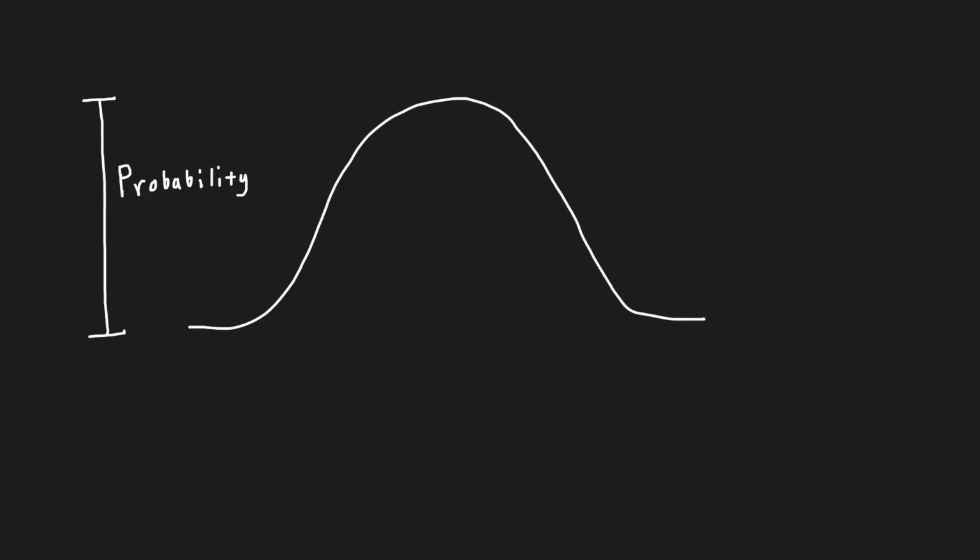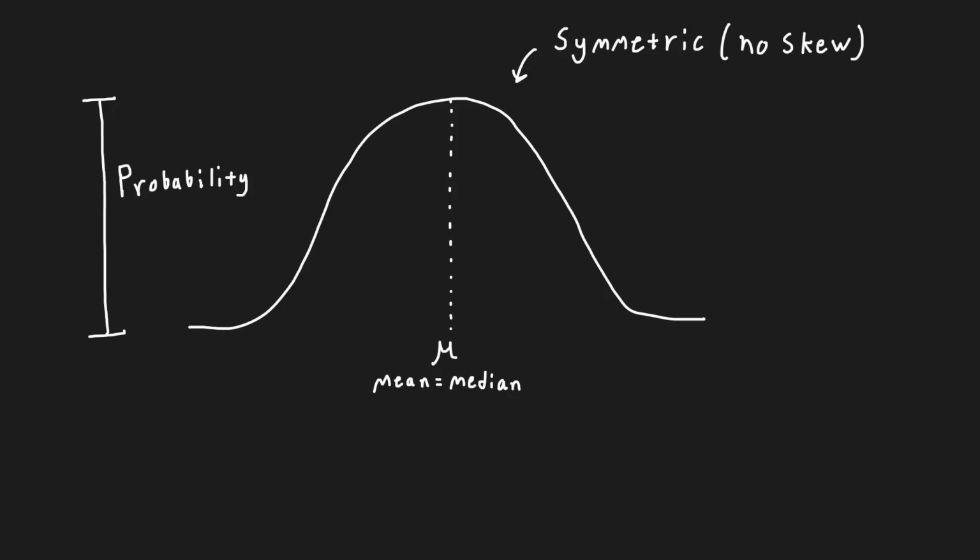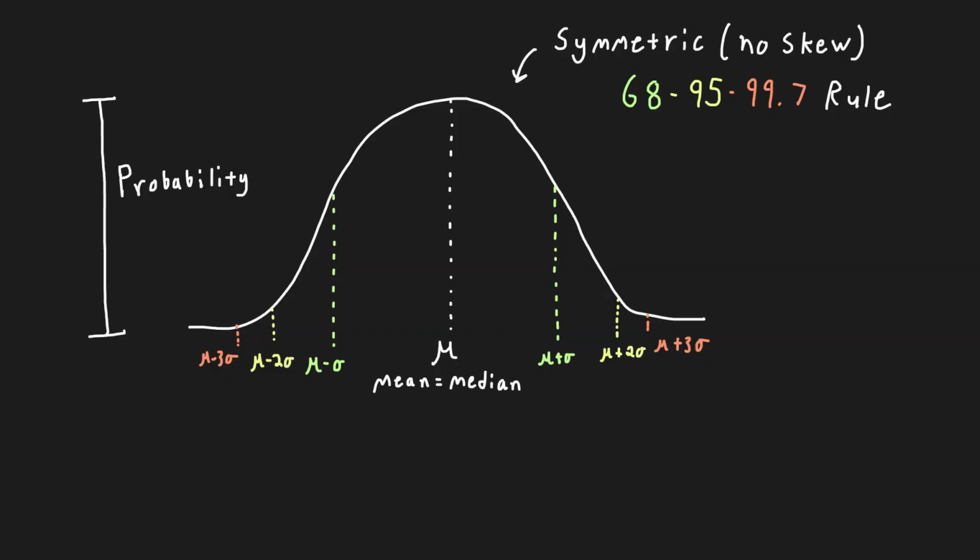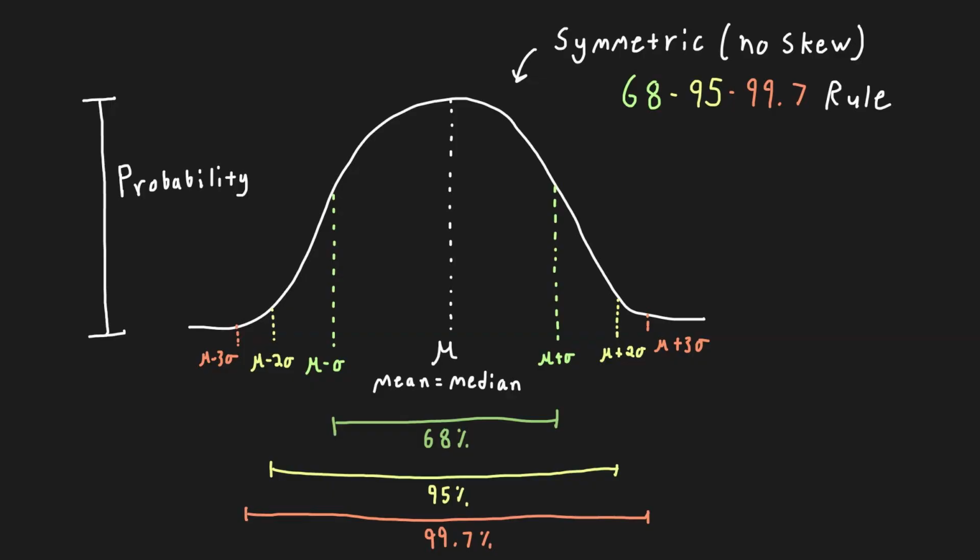The normal distribution is a bell shaped curve where the height represents the likelihood of obtaining that value. It is centered at the mean, and since the distribution is symmetric, the mean also represents the median, with no skew present in the curve. Another property is the 68, 95, 99.7 rule, which states that 68% of all the data is within one standard deviation of the mean, 95% within 2, and 99.7% within 3. For a deeper dive into why the standard deviation is so useful, check out my other video linked in the description.